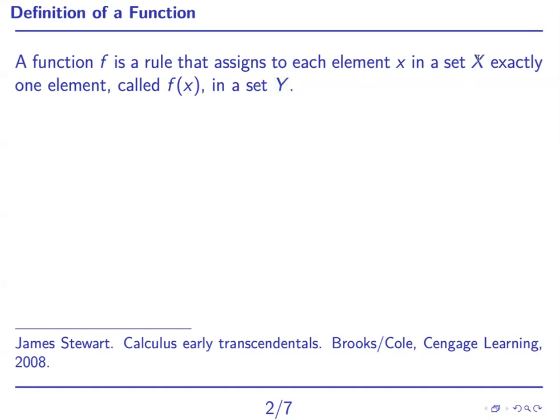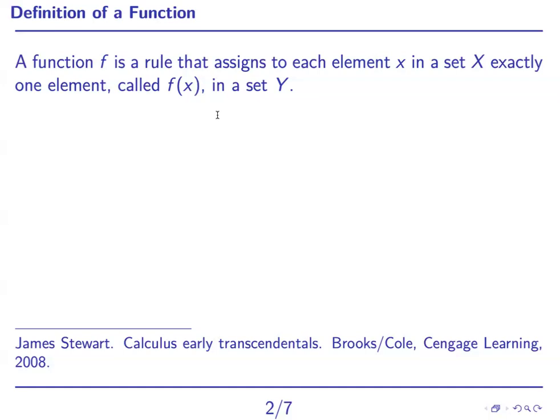So we have two sets, X and Y, and we have elements in each of those sets. And something important about this definition is that there's exactly one element. You can't have an element x being mapped to, say, two elements. That wouldn't be a function. You need exactly one. So this is our formal definition of a function f.